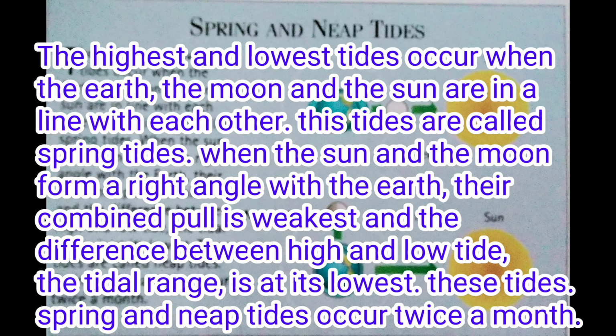The highest and lowest tides occur when the Earth, the moon and the sun are in a line with each other. These tides are called spring tides. When the sun and the moon form a right angle with the Earth, their combined pull is weakest and the difference between high and low tide, the tidal range, is at its lowest. These tides, spring and neap tides, occur twice a month.